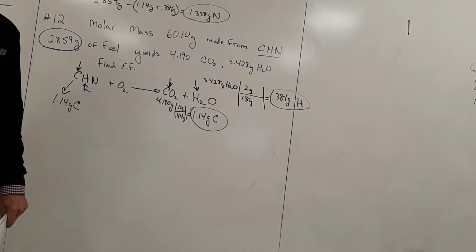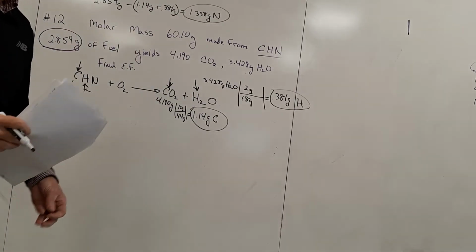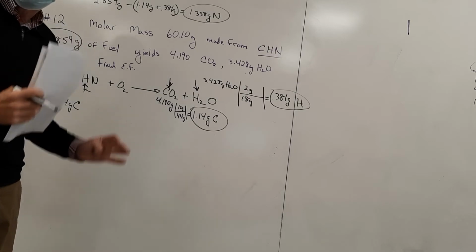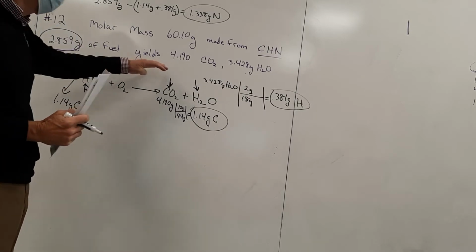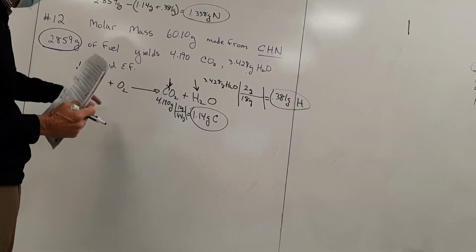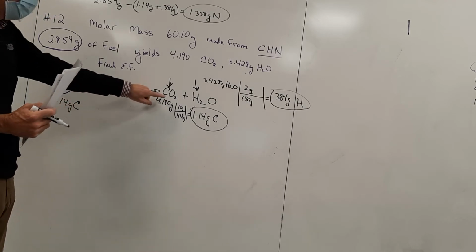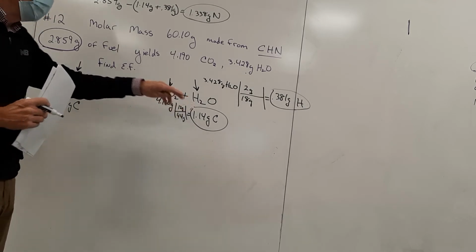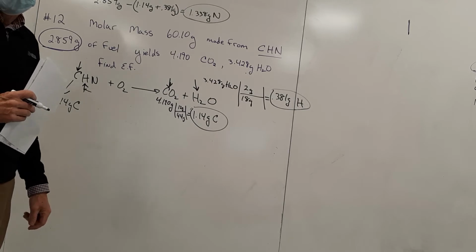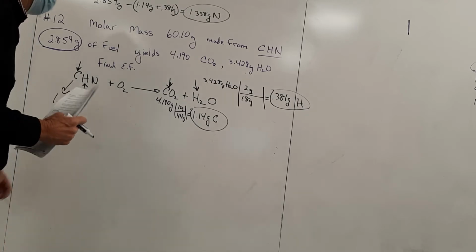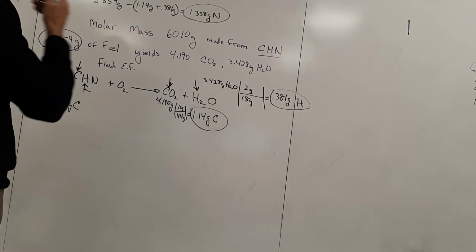Do you all see that? Step one is finding the number of grams. How do we do it? We write the equation. We know that all the carbon has to come from the carbon dioxide, all the hydrogen has to come from the water. We don't care about the oxygen. Alrighty? Now I've got my amounts.